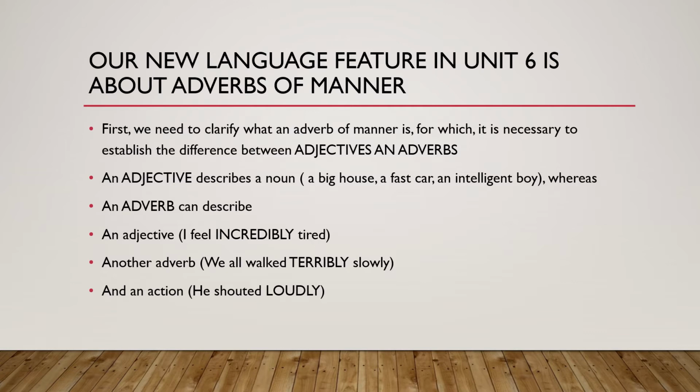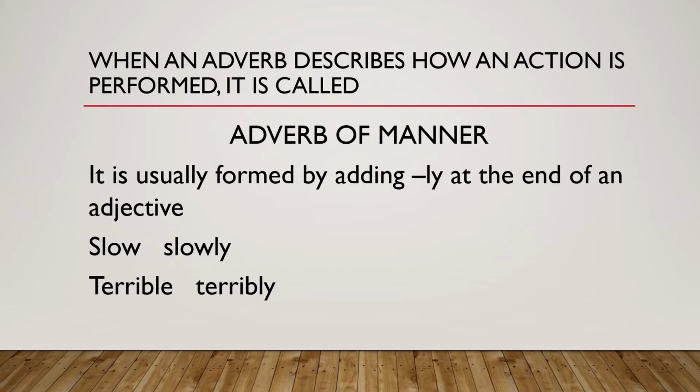And finally, an adverb describes an action. So it describes how an action is performed. He shouted loudly, that is how he shouted. We notice here that when an adverb describes how an action is performed, it is called an adverb of manner. It is usually formed by adding ly at the end of an adjective. For example, slow. It's a slow car. Slowly. He drives slowly. That is the adverb.